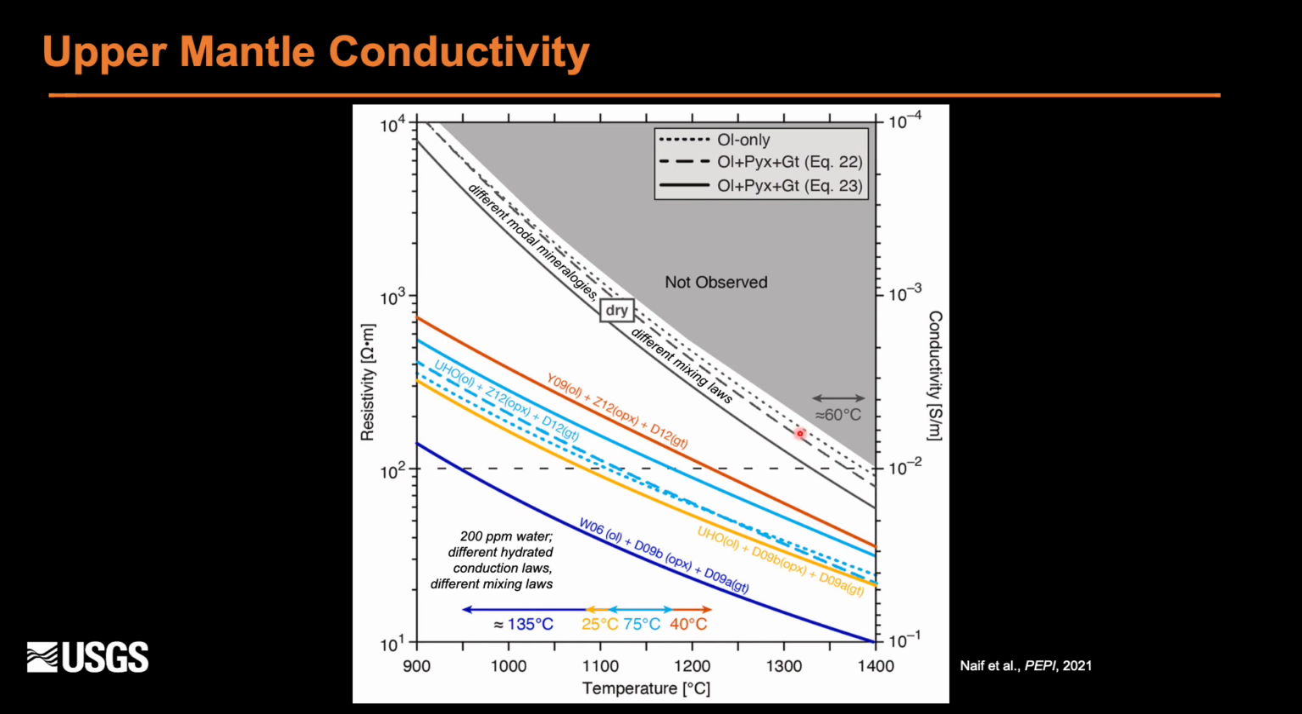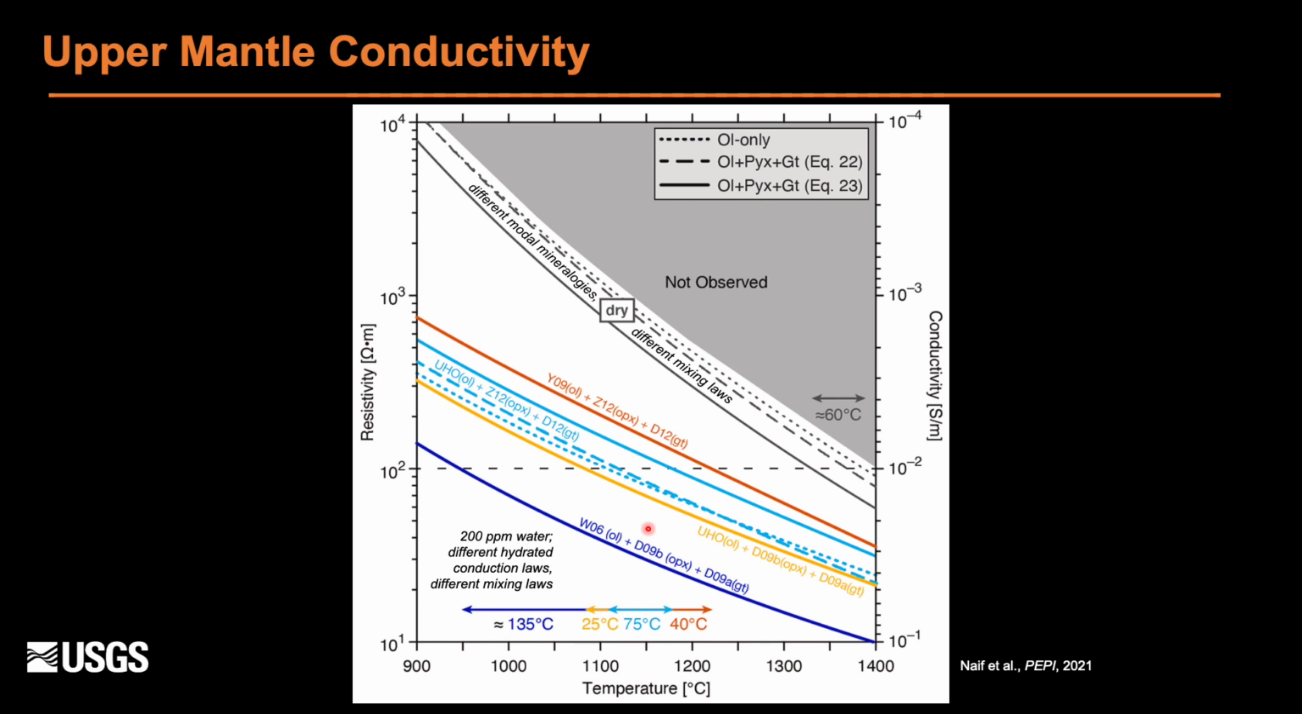Now, these dry mantle mineral conduction laws are well constrained and are well understood after decades of laboratory experiments. However, in contrast, the empirical laws that describe electrical conductivity in hydrated nominally anhydrous minerals are notably less well constrained and are not widely agreed upon across the community. These blue, yellow, and red lines in the plot here show different hydrated mantle mineral conduction laws for fixed 200 ppm water with different modal mineralogies and different mixing laws.